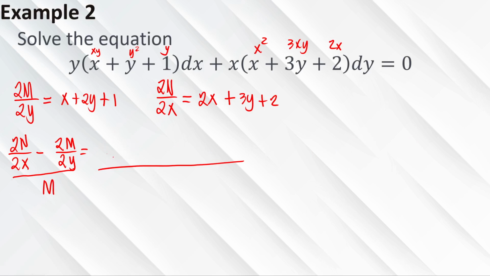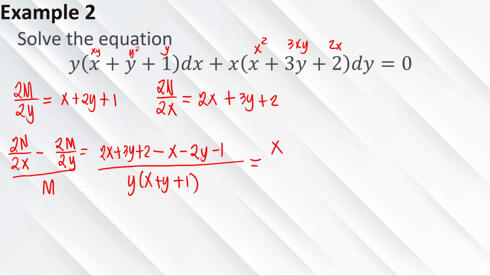So, meron tayong n is 2x plus 3y plus 2. Then, i-distribute na natin yung negative sign. Negative x plus 2y plus, negative x minus 2y minus 1. I-divide natin ng m na y times x plus y plus 1 is equal to x plus y plus 1 divided by y times x plus y plus 1. And obviously, cancel yun, 1 all over y. Function lang siya ni y.